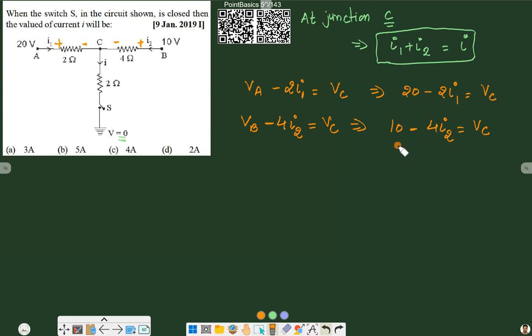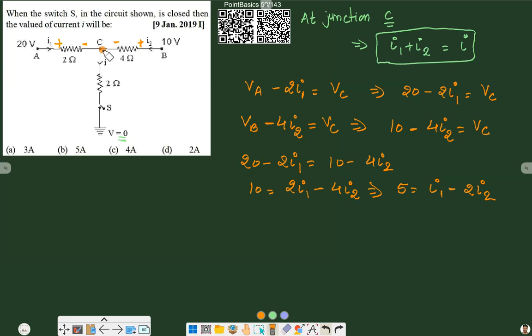So both of these should be equal, and we can say 20 minus 2I1 is equal to 10 minus 4I2, and from this we can say 10 is equal to 2I1 minus 4I2, and from this 5 is equal to I1 minus 2I2. So this is our first equation between I1 and I2.